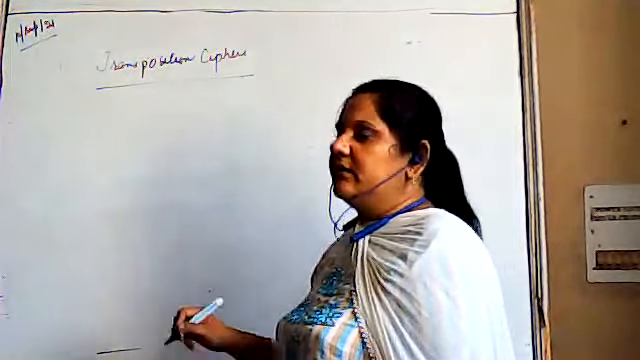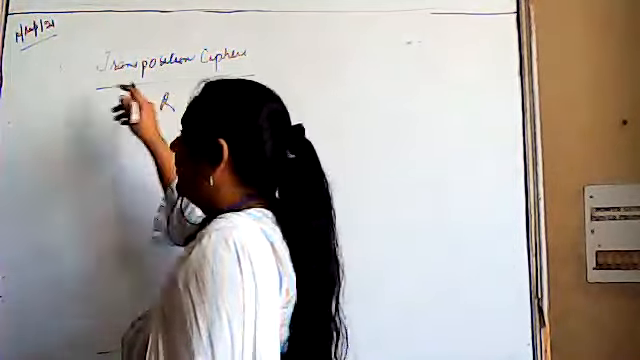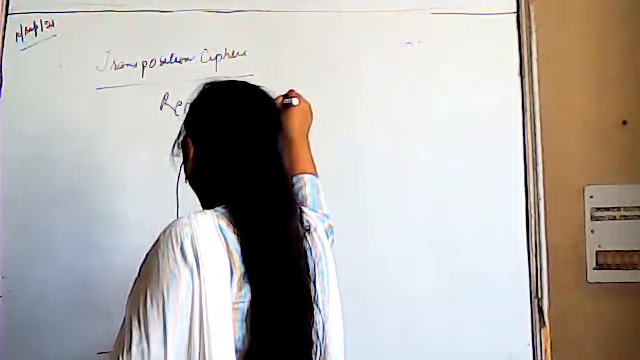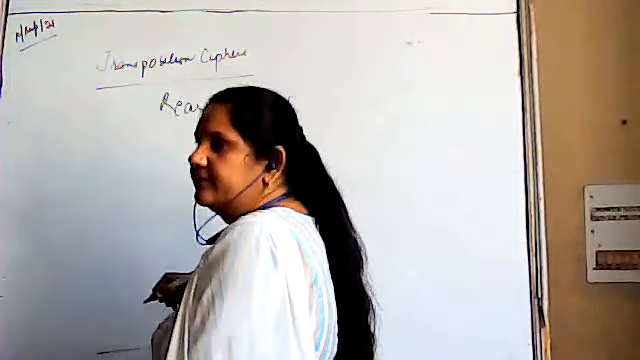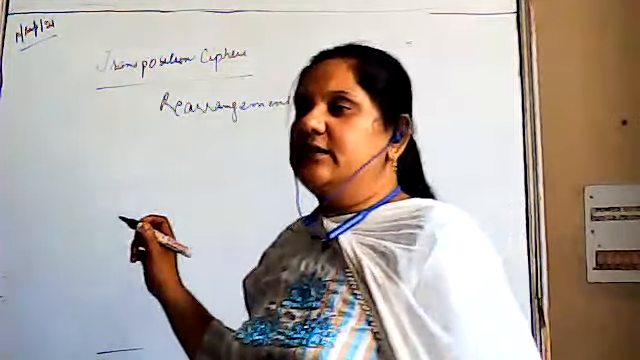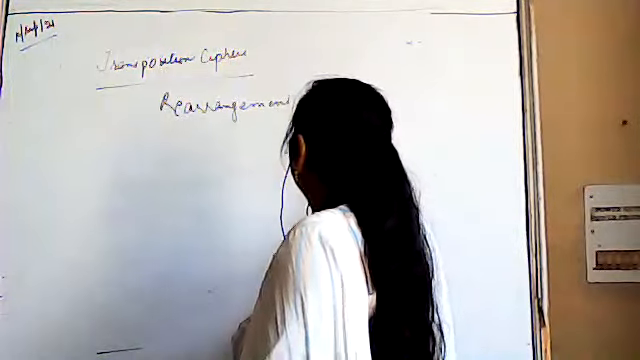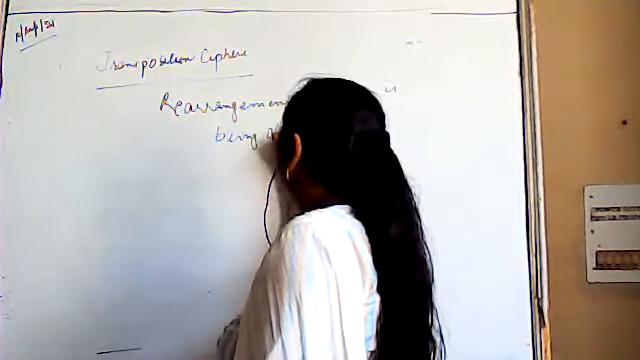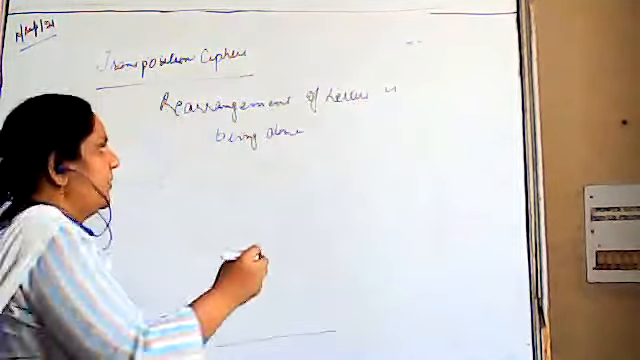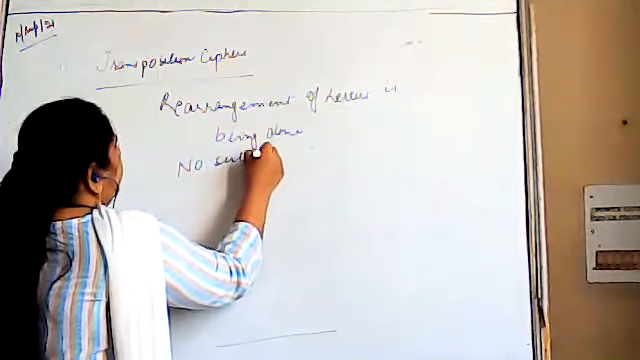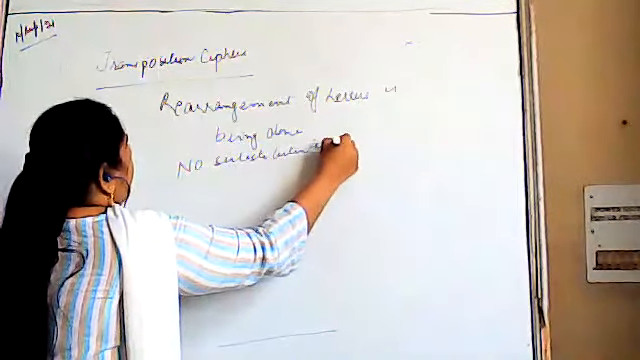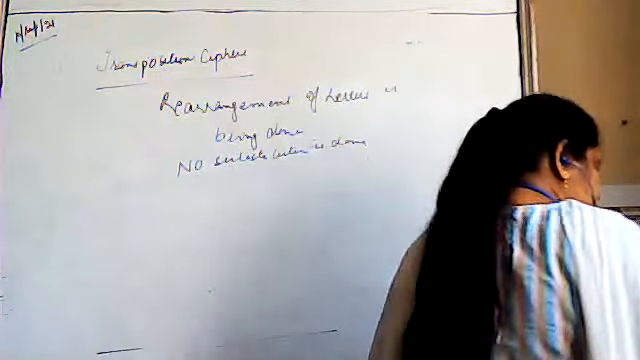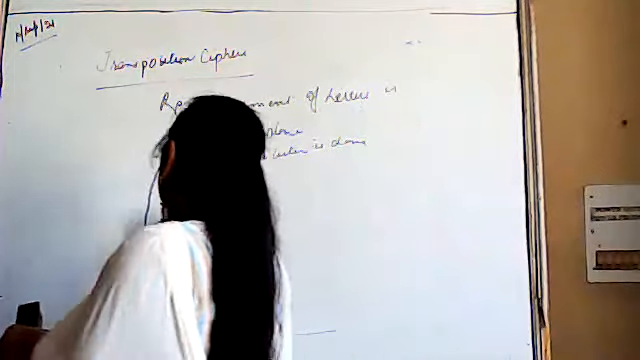In this transposition, only rearrangement of the letters is being done. No substitution is done here. That is, no replacement of characters is done, only the characters are merely rearranged. So the first technique is the rail fence technique.